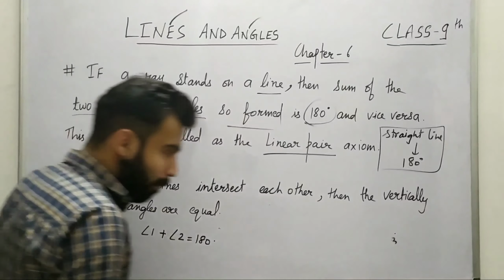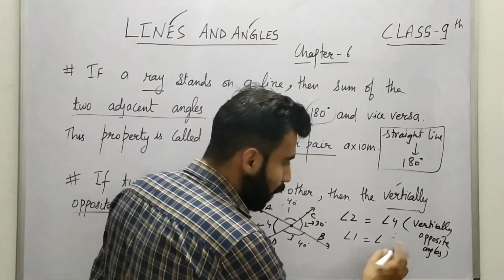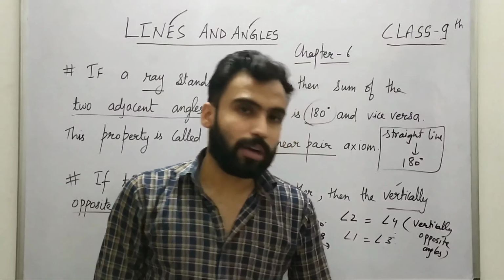Also there's another pair of vertically opposite angles. That means angle 1 is equal to angle 3, right? So if this angle 1 is 40 degrees, angle 3 will also be 40 degrees. So always remember, when a pair of lines intersect each other at a common point, the total number of angles formed will be 4, and there will be two pairs of vertically opposite angles. First pair and the second pair. They are always equal. That's all.